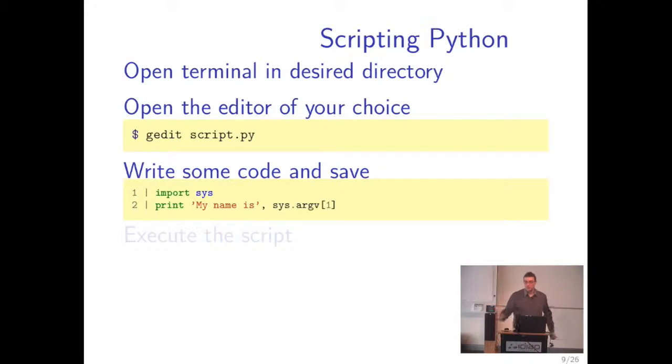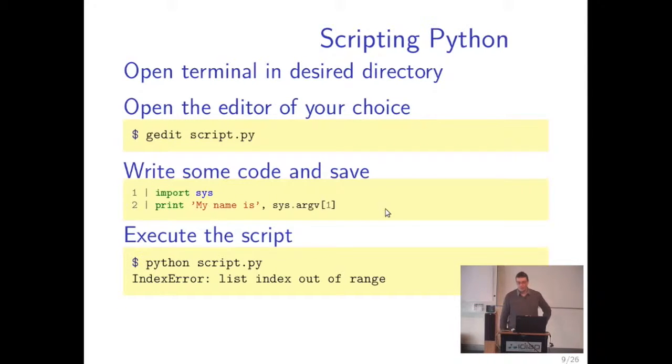Okay, so you save that, you go back to the command line, and you run the script. To run the script, you use the same command as before. You call python, but now instead of pressing enter after python, you give also the name of the script, and so it will run the script. And when you just run the script, you will get an error.